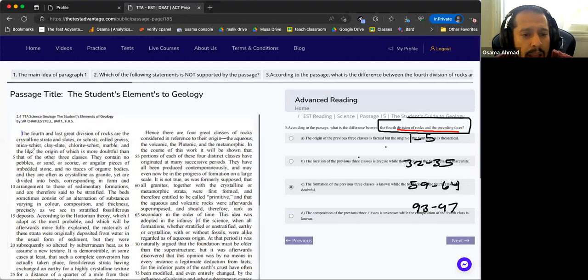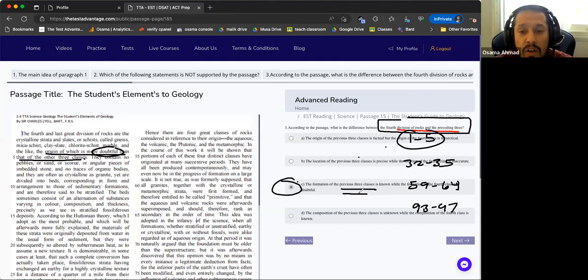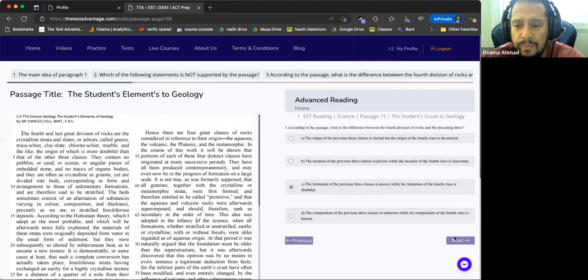And here, the origin of which is more doubtful than the other 3 classes, right? The origin is more doubtful. So 1 through 5, answer C, right? The other 3 classes are known, while the 4th class is unknown. Very good job, guys.